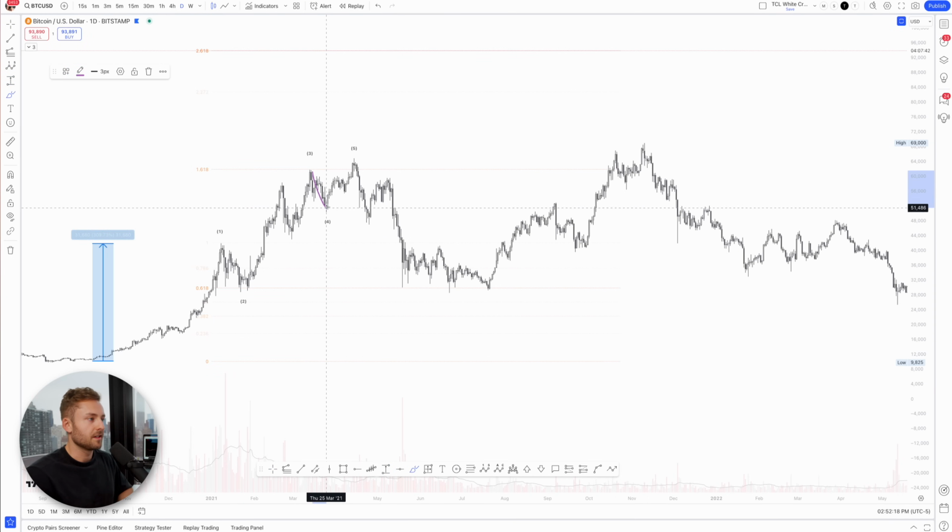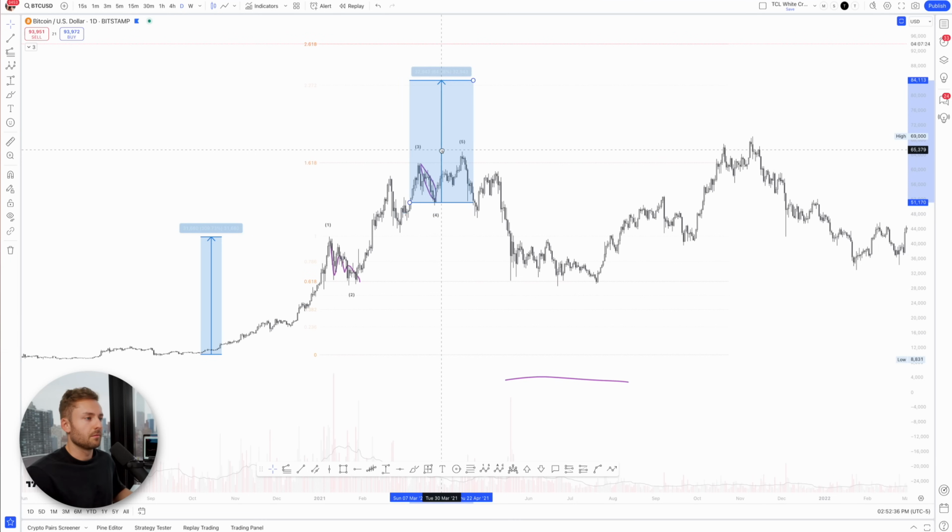Notice how this price action is a lot more simple than this price action. So we have the rule of alternation. We also have, this is the 3rd wave. This is much bigger than the projected 5-wave.